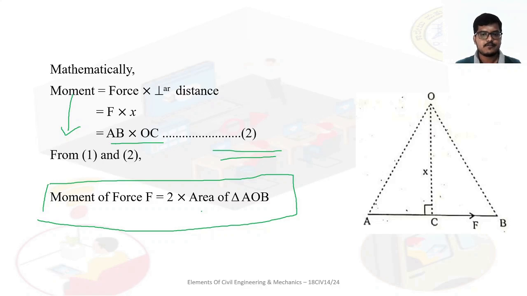Whenever we have a geometric figure, you can calculate by moment is equal to force into perpendicular distance. When you don't have any perpendicular distance, you can also calculate the moment of force as 2 into area of triangle AOB, where we can form the triangle. Then we can follow this method. That is, moment of force is equal to 2 into area of triangle AOB.